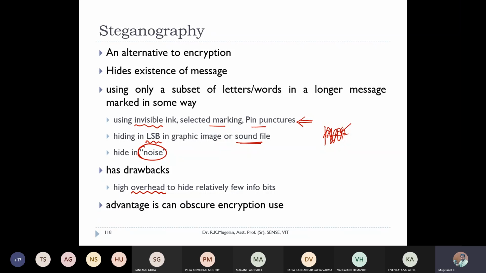So how many of you have heard of a term called overhead? If you have not heard of overhead, can you raise a hand? The term called overhead.